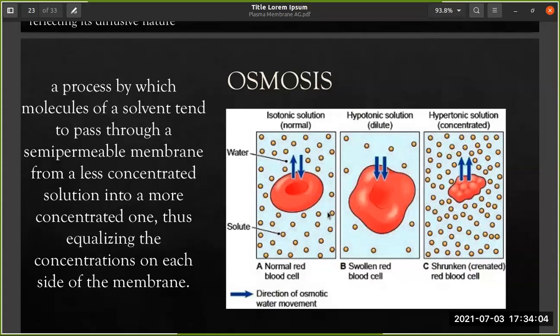Similarly, osmosis is the process through which molecules of a solvent tend to pass through a semi-permeable membrane. The membrane, like your plasma membrane, is selectively semi-permeable. Everybody is not allowed, only some people are allowed. Only the people of a few castes are allowed, some castes are not allowed. It's something like selectively permeable.